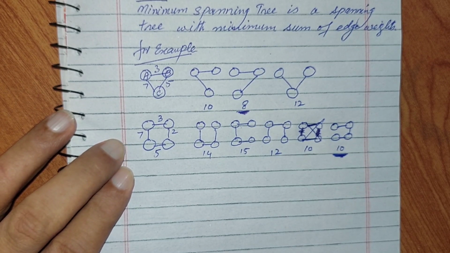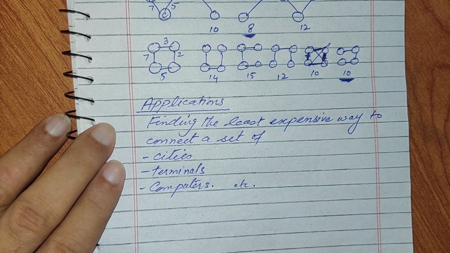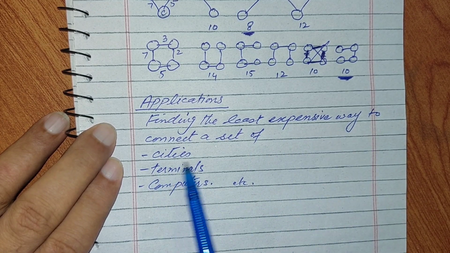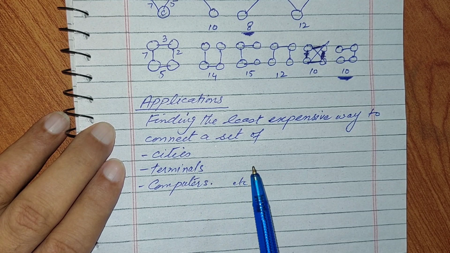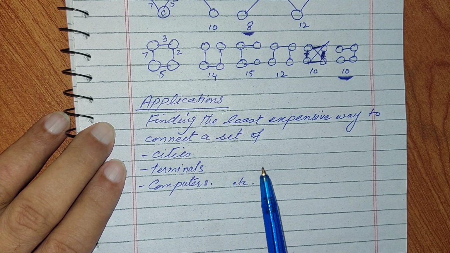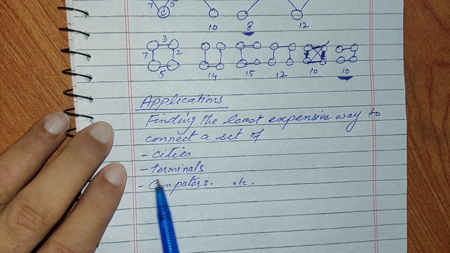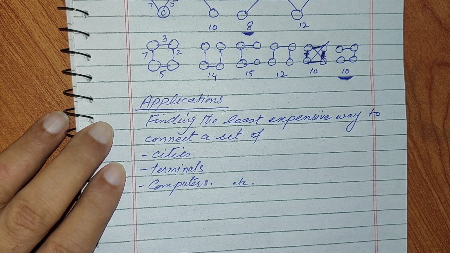edge weights. There are lots of applications of MST. So for example, finding the least expensive way to connect a set of cities. So you will be connecting the cities with a minimum distance or with a minimum cost, or connecting the terminals with the minimum expenses and connecting the computers with the minimum expenses. So these are the different applications of MSTs.